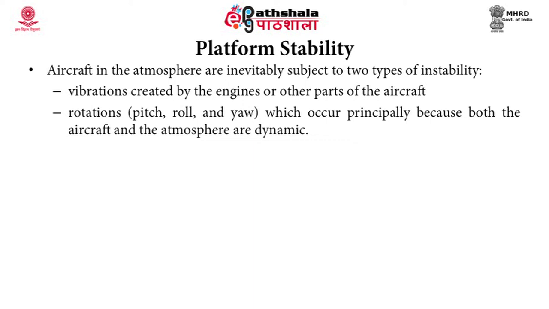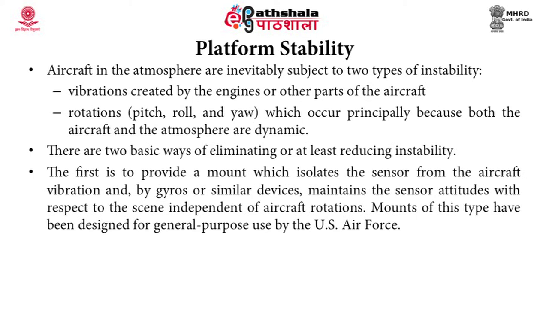There are two basic ways of eliminating or at least reducing these two instabilities. The first one is to provide a mount which isolates the sensor from the aircraft vibration and, by gyros or similar devices, maintains the sensor attitude with respect to the scene independent of aircraft rotations. Mounts of this type have been designed for general purpose use by the US Air Force.